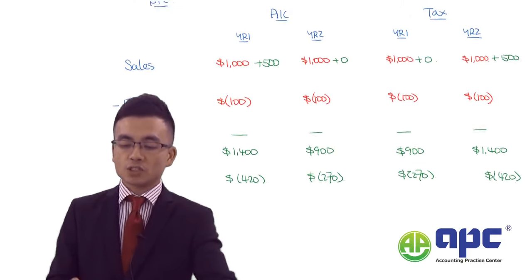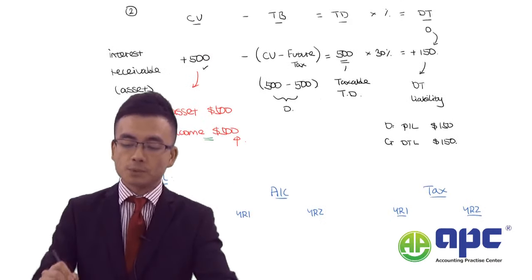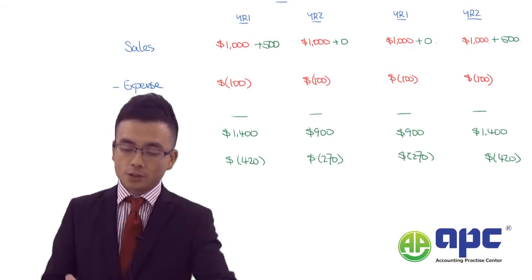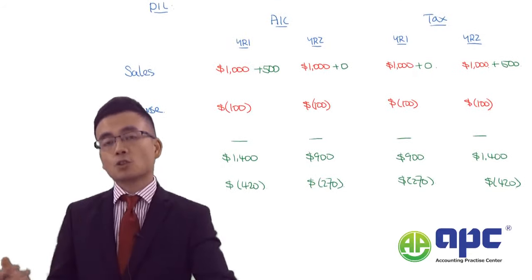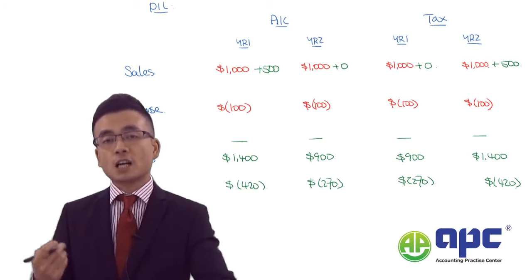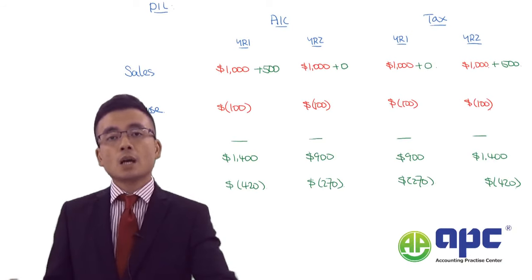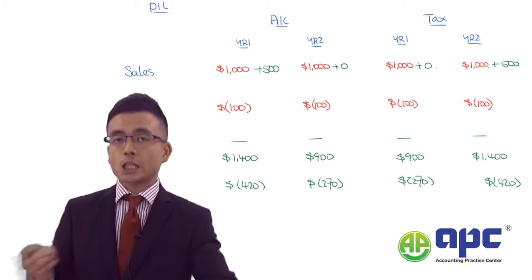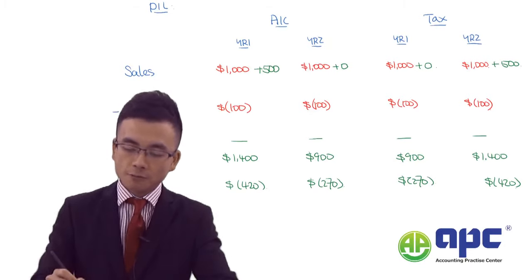Here, we've just calculated the taxable temporary difference worth $500, but what does that mean? Looking at the definition of deferred tax, it simply means we're going to account for the future tax effect in the current year, which means in the future years, and that will be in year number two.